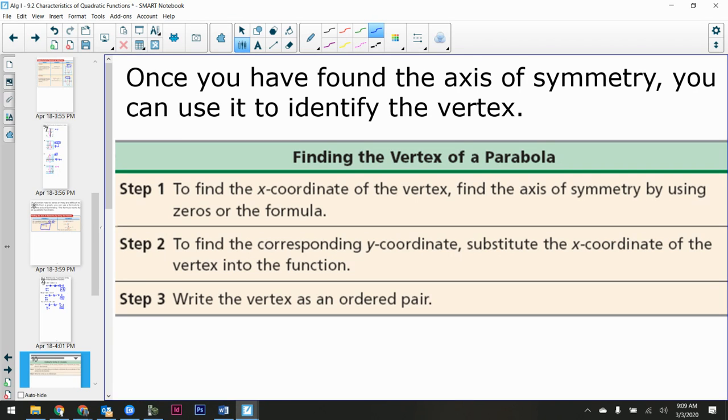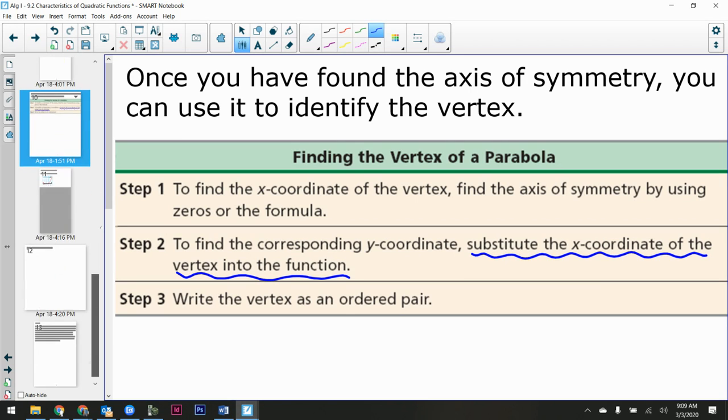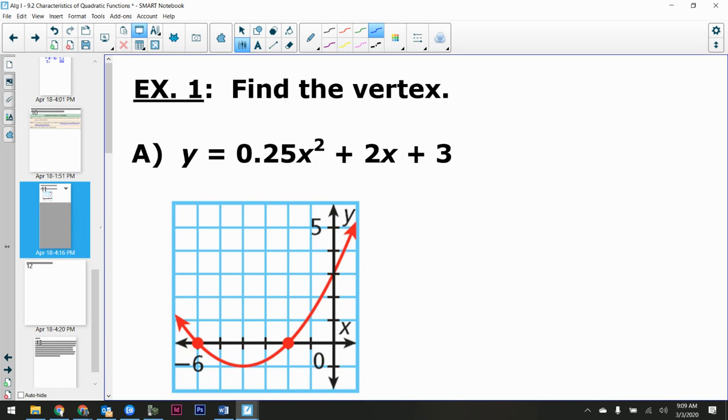So, how do you find a vertex? Well, you basically get it when you solve for the axis of symmetry. How do you find the y value then? Well, that's step 2. Everybody underline that part. Substitute the x coordinate of the vertex into the function. You just showed me doing those last 3 problems that you can find the axis of symmetry. So if you can find the axis of symmetry, all you have to do is plug it in. Last step: just write it as an ordered pair. Come on now. Put it as a coordinate. So let's try one. Let's find the vertex.